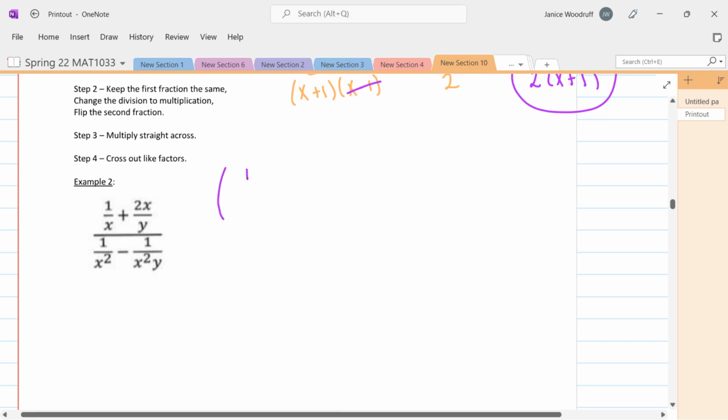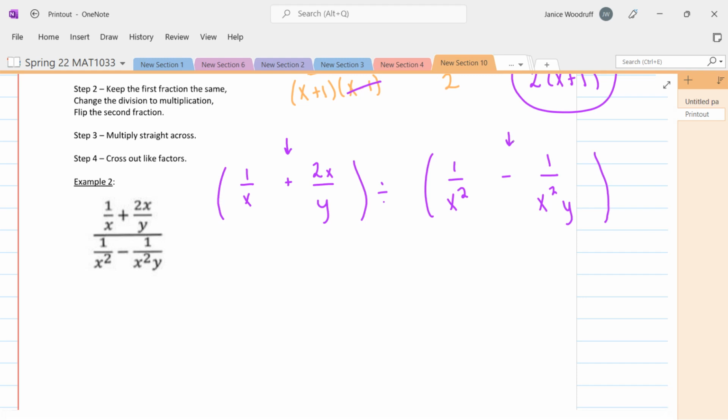You've got 1 over x plus 2x over y divided by 1 over x squared minus 1 over x squared y. So the reason why I wrote these in parentheses is because there are operations on both sides of that fraction. So you have to do the operations first before you do the keep, change, flip. Okay, because you can only flip something if there's only one fraction. Here there's 2 fractions, so you have to do the numerator and denominator first by finding the LCD and adding and subtracting these fractions.